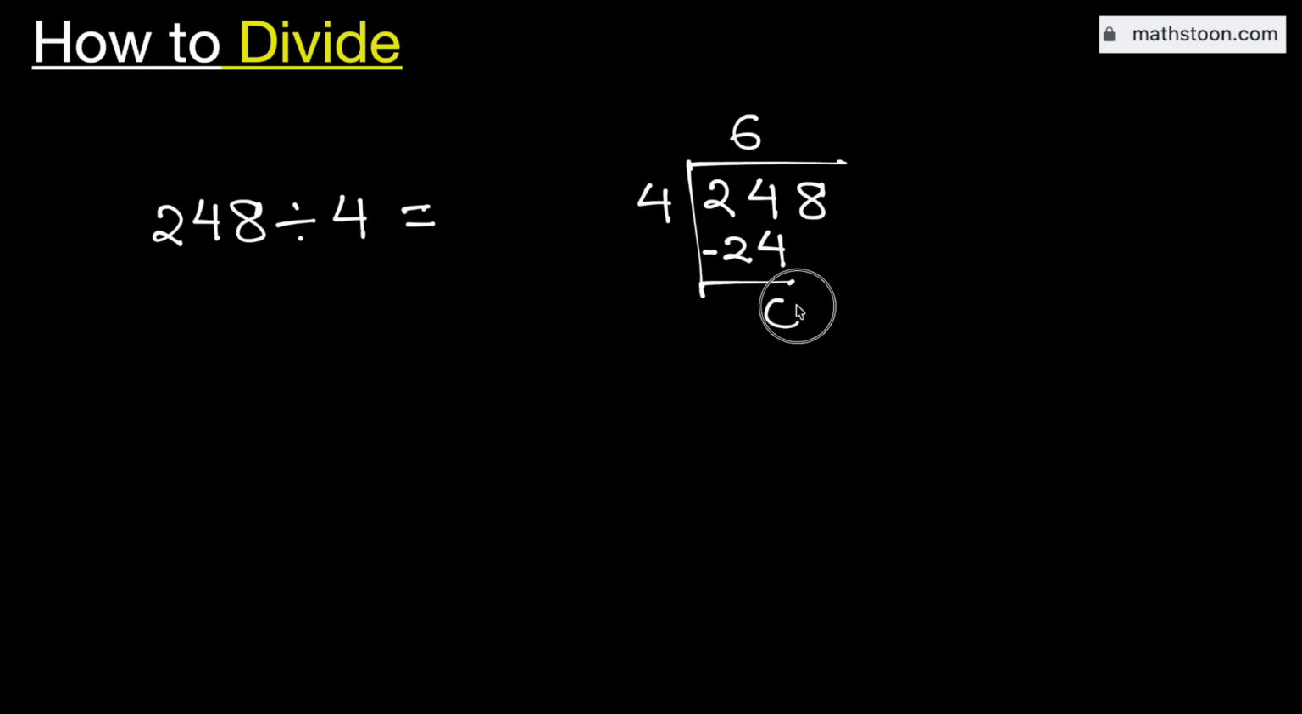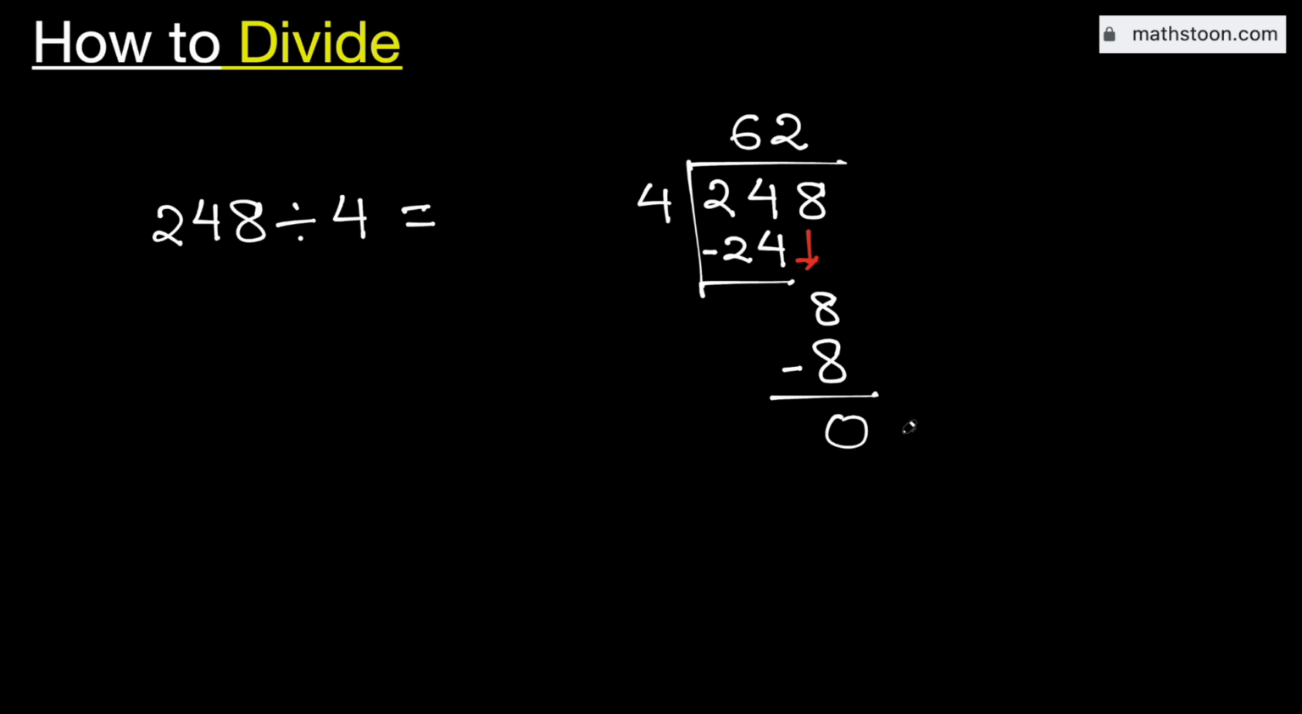Subtract, we get 0. Now 0 is less than 4. That is why we will bring down this number 8 here. Now see that this is the number 8. So remove this 0. And we know that 4 times 2 is 8. Subtract, we get a 0.